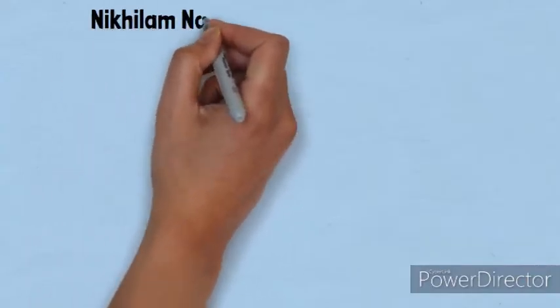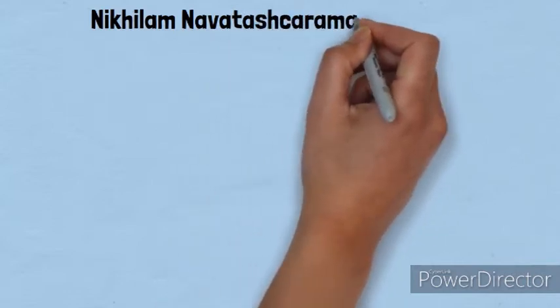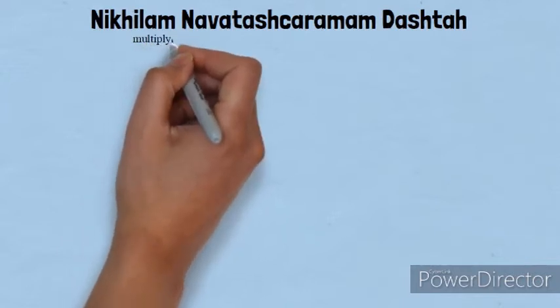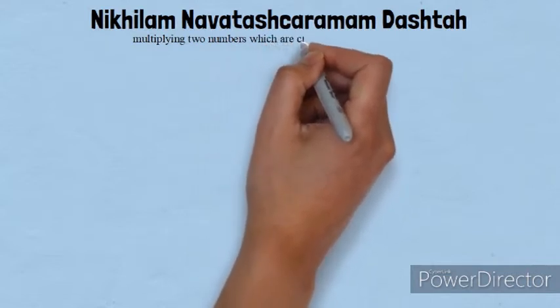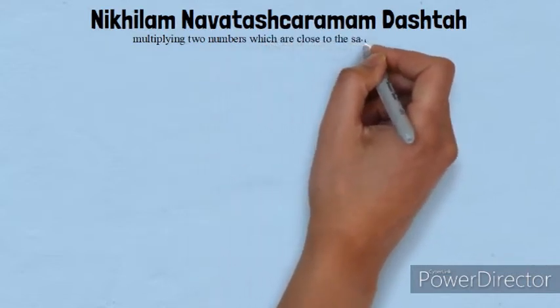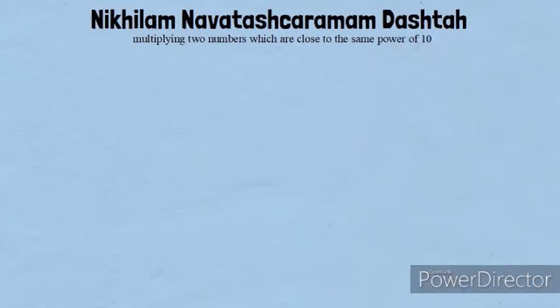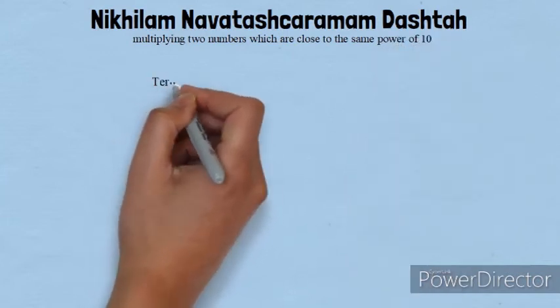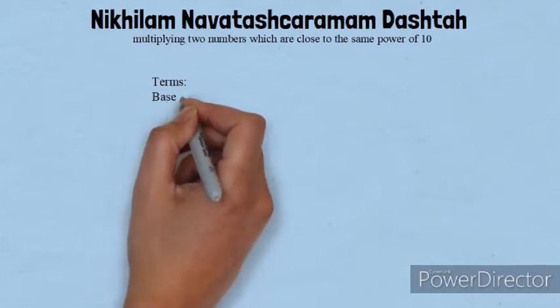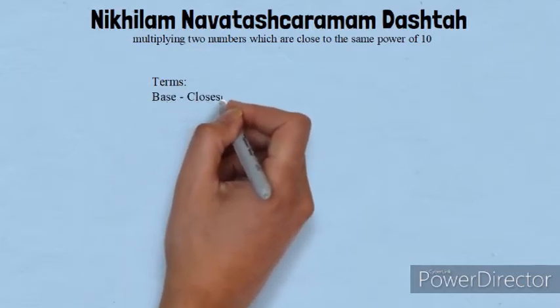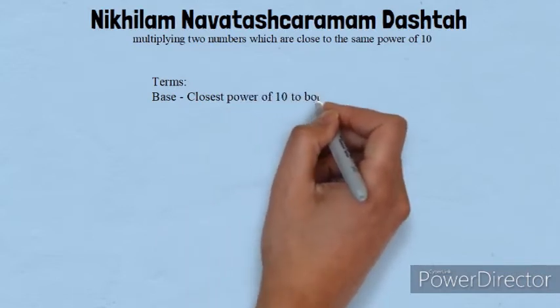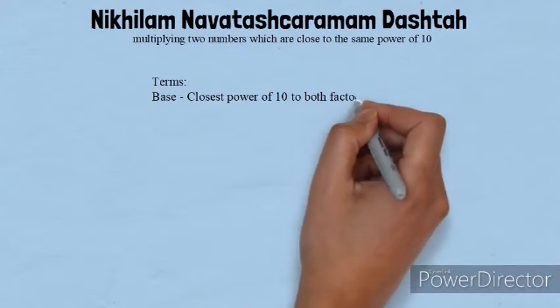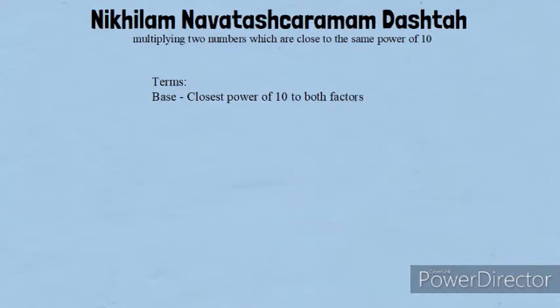Let's look at 3 examples for the second application of Nikhilam Navathascharamam dasathah. The second application is multiplying two numbers which are close to the same power of 10. Let's look at the terms that we need to know. Base, closest power of 10 to both factors.